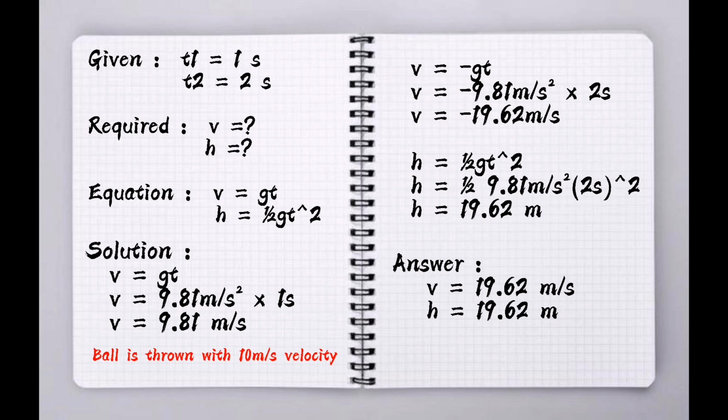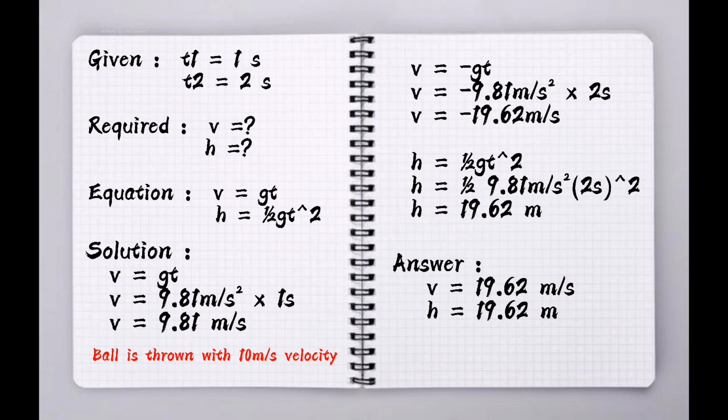Given: time when the ball is thrown is 1 second. Time when the ball reaches the ground is 2 seconds. Required: velocity and maximum height. Equation: v is equal to gt, h is equal to 1/2 gt squared.